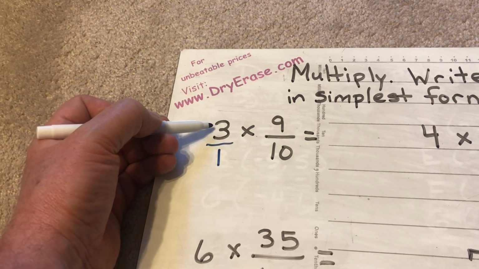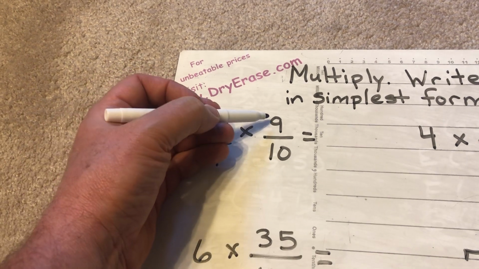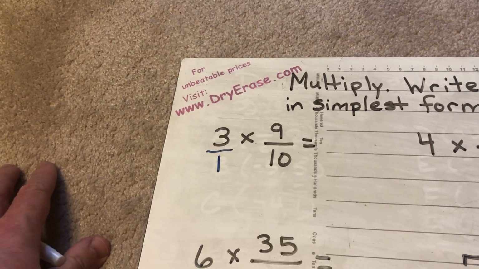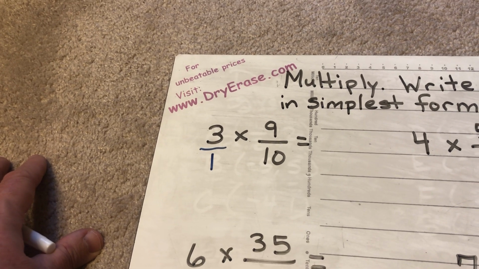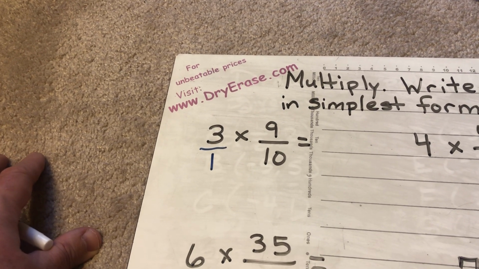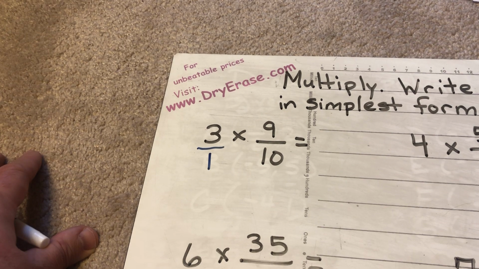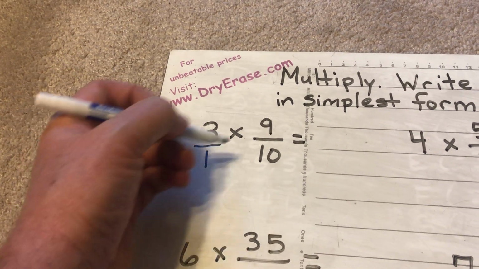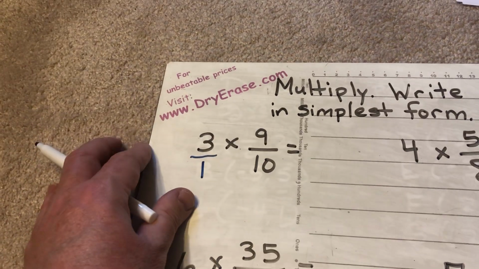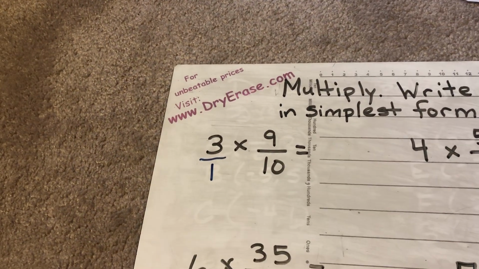And this essentially is 3 divided by 1. This is 9 divided by 10. Even though we're not really going to be thinking about division, you're going to get to the point in your math lives where it's just going to be expected for you to understand that when you see a fraction, it means you're dividing. So this is 3 divided by 1. This is 9 divided by 10. All right? And then you're going to cross-check.